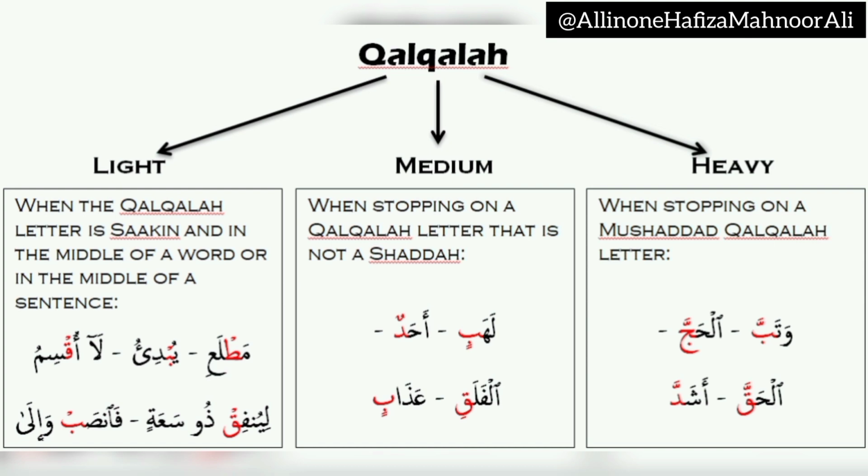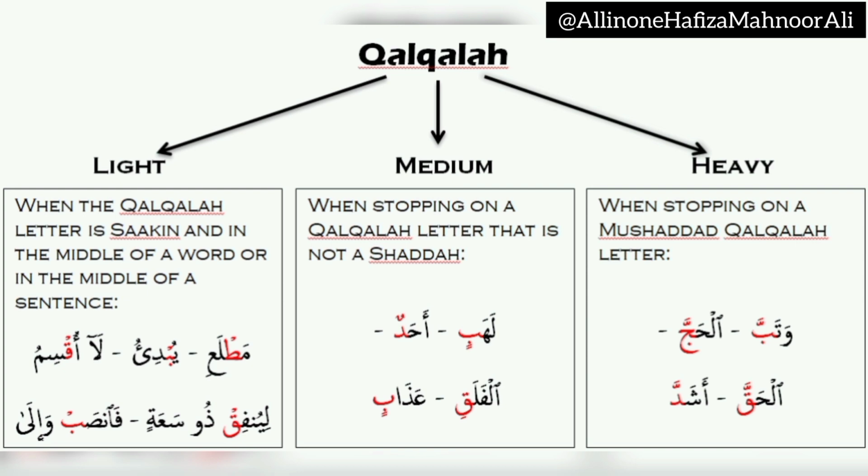The first example is here, matulari or matula'. Here on the ta, I applied the qalqalah but in a weak sound. Next we have yubdi'u. Yubdi'u. La uqsimu. Liyunfiq. Fansab wa ila. So in the first I applied the qalqalah on ta, then on ba, then on qaf, then on the next qaf, then on the ba.